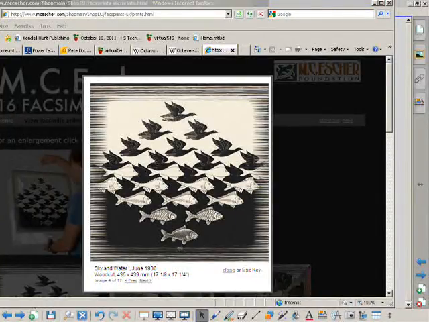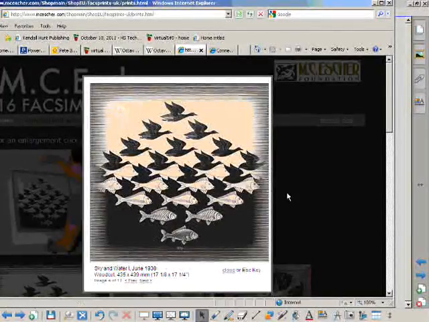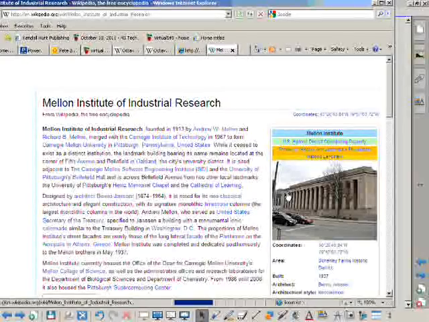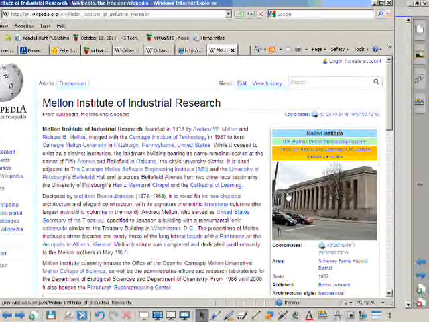And finally, architecture. It said other examples: music, art, and architecture. I immediately thought of this place in Pittsburgh where lots of people go to get their pictures taken when they get married. It's called the Mellon Institute of Industrial Research. It's part of Carnegie Mellon. And here's the building. It's actually impressive here. It says its signature monolithic limestone columns are the largest monolithic columns in the world. A little bit of Pittsburgh trivia there for you.